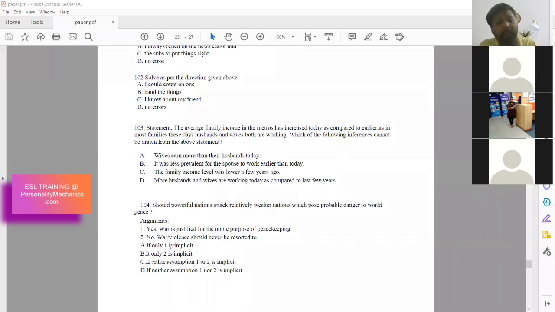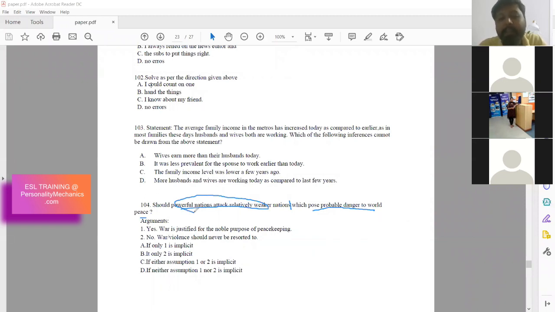The ones who are saying A, so it says yes, war is justified for the noble purpose of peacekeeping. How is it that I can understand that? Should powerful nations attack relatively weaker nations? They did not stop here. They said, which pose probable danger to world peace. And this is their probable justification to the war, to the attack that they're talking about.